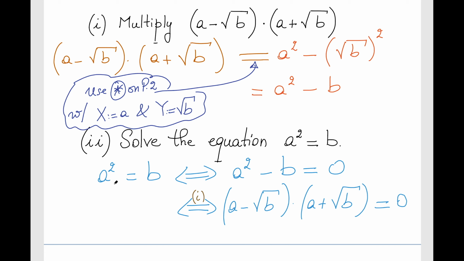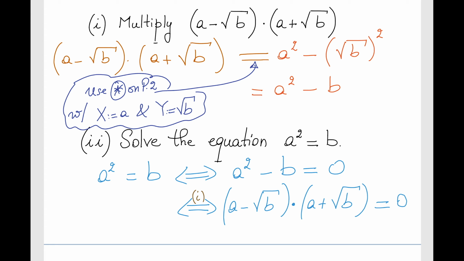So again, I wanted to solve a squared equals b. A squared equals b is the same as saying a squared minus b equals 0, by subtracting b from both sides. And we just talked about a squared minus b in part 1. You see this expression, a squared minus b? It can be written as a minus square root of b times a plus square root of b. So this expression can be replaced by this product. Okay, and this expression was equal to 0, so this product should equal 0.